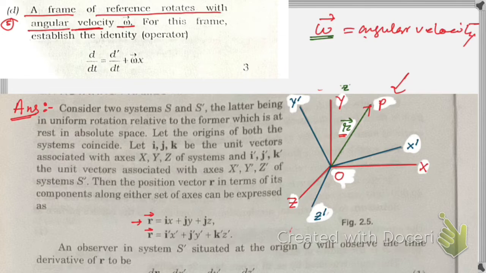Now an observer in the system S dash situated at the origin will observe the time derivative of this position vector r to be this. Let me go to the next slide. This is the time derivative for the observer at the origin of S dash. But the time derivative of this r vector relative to the observer in the system S will be given by this. Suppose this is equation number 2, and this one is equation number 1.